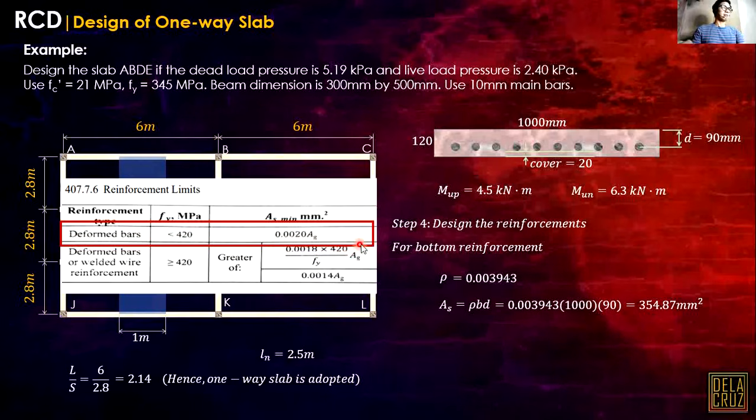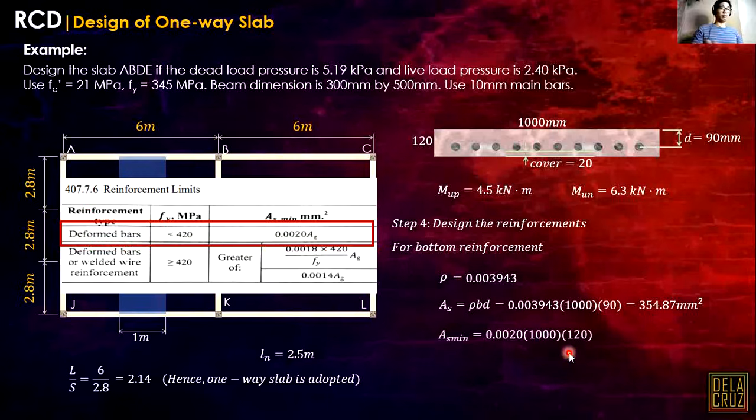And by the way, gagamitin natin to. As you can see, our FY did not exceed 420 MPa. So, we will use this one. Okay, basahin nyo lang yung code dito. For the form bars, greater than. So, ito yung other cases. Okay, you can just interpret this one. Madali lang to. Okay, so in this case, ito yung gagamitin natin.